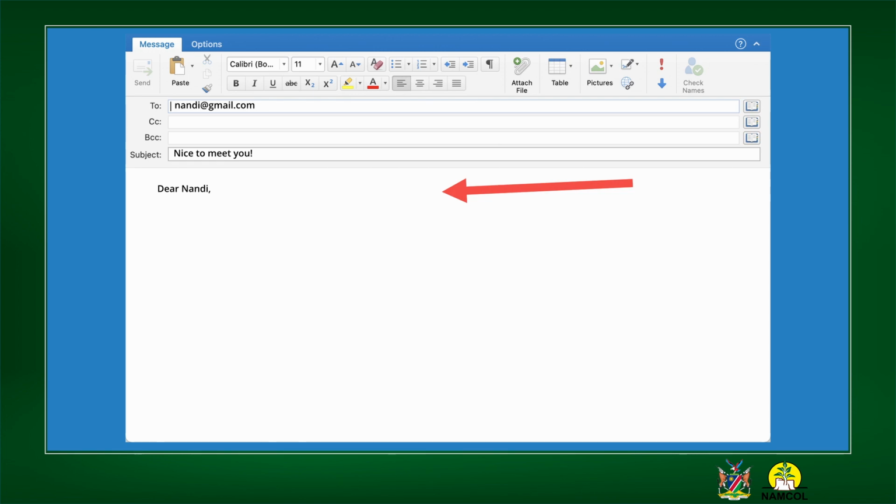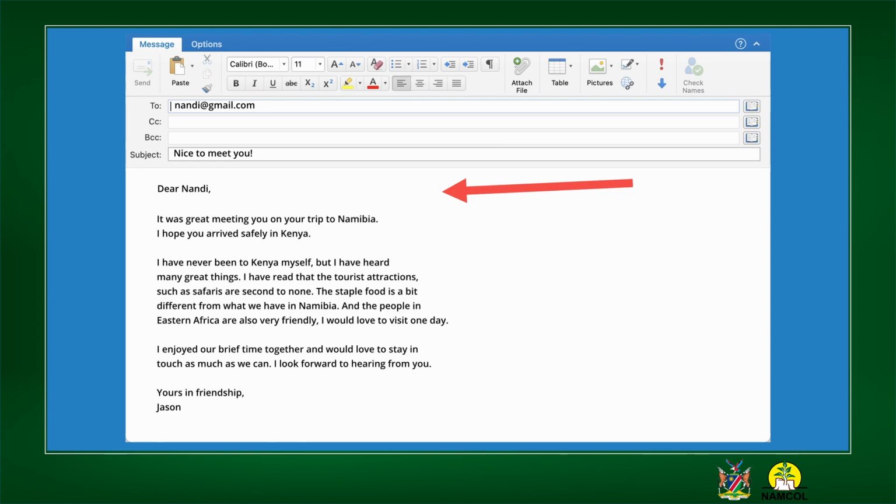I'll leave you to have some privacy while you do that. Remember to divide your content into paragraphs, starting with the introduction, the body with 2 to 3 paragraphs, and a concluding paragraph.